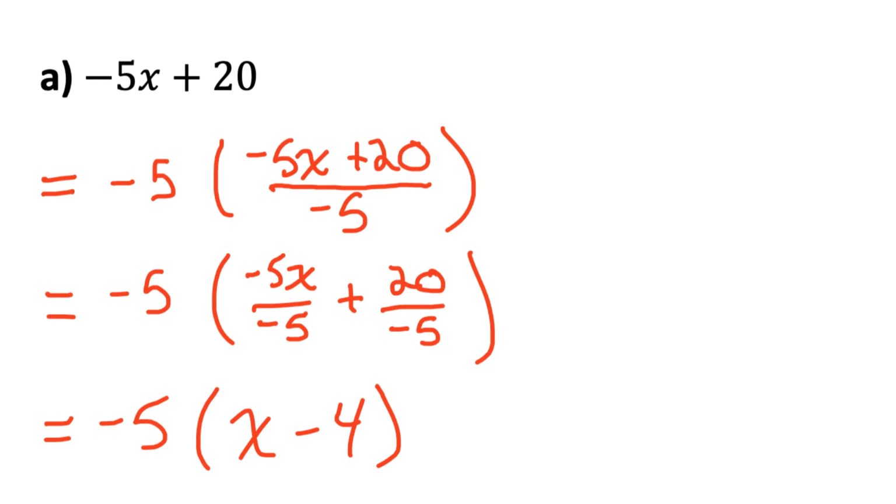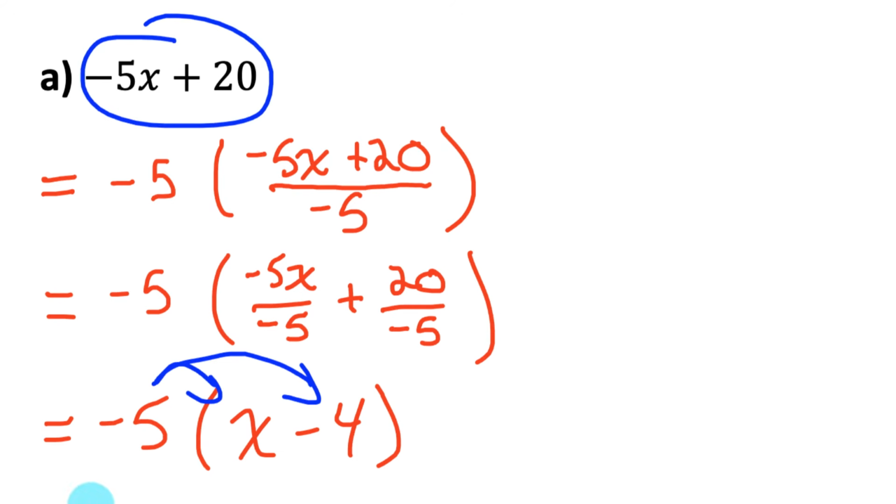If you wanted to check and make sure you've done a factoring question correctly, what you could do is use the distributive property to expand the expression. Multiply negative 5 times both terms inside the brackets, and you should get back to the original expression.